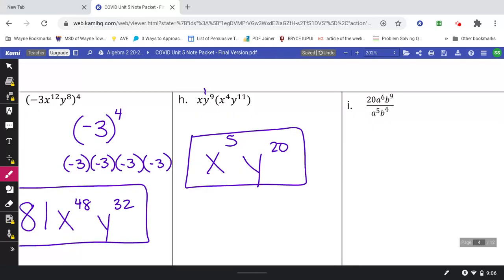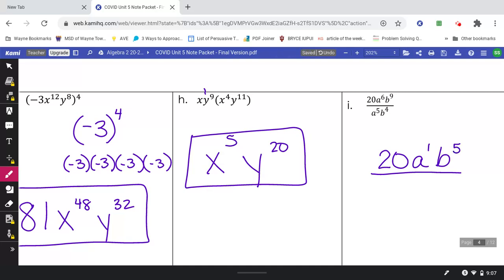For our last one, division. I have this number 20 in front, but I don't see any other regular numbers. So I'll just bring that down into my answer. And then I compare my A's. Where are there more A's? At the top. How many more? Just 1. Where are there more B's? At the top. How many more? 9 compared to 4 would be 5 more at the top compared to the bottom.